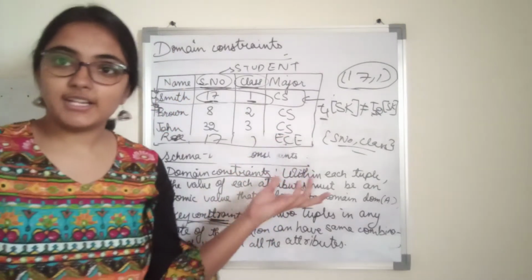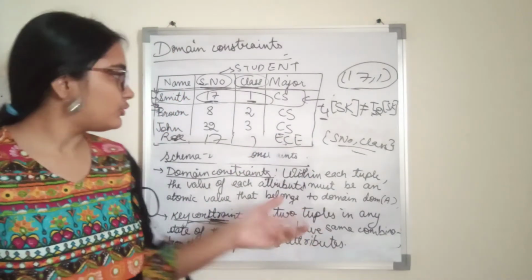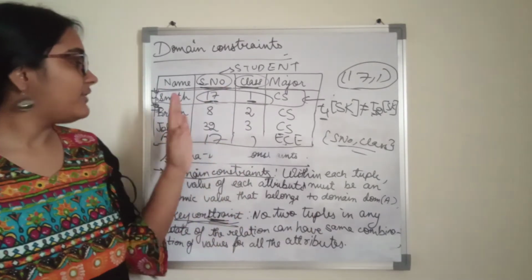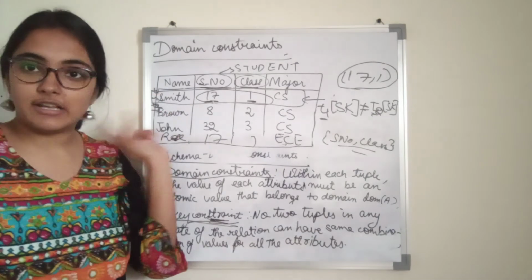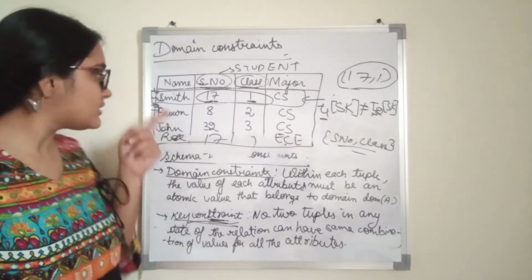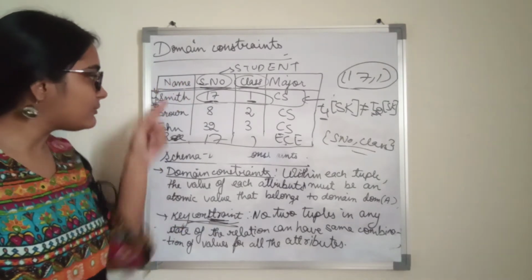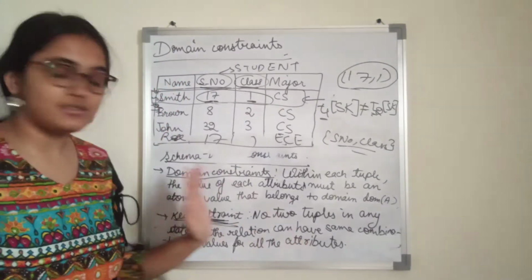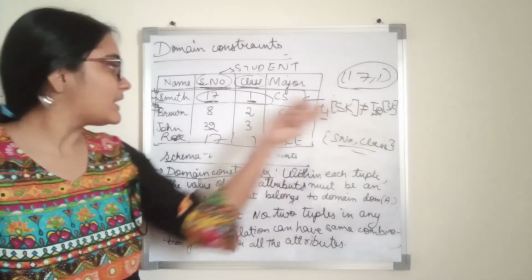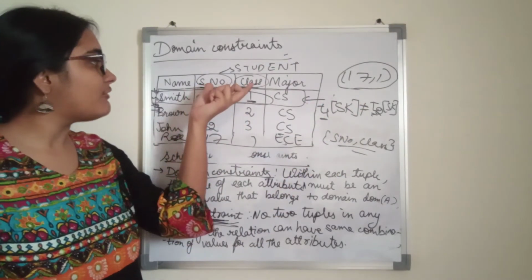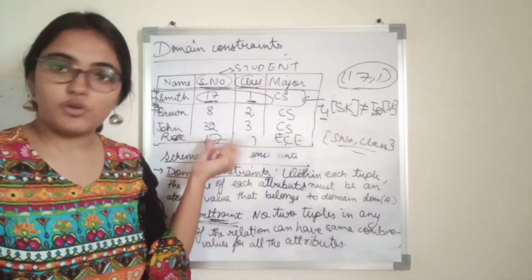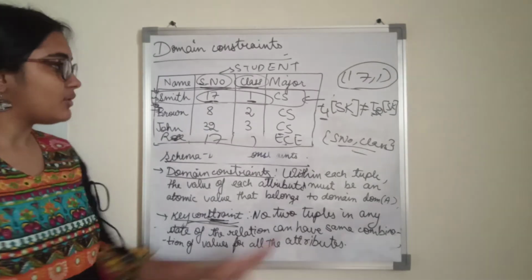Okay, so according to the key constraint, it is fine because no two tuples in any state of the relation can have the same combination of values for all the attributes. So these two tuples do not have the same combination of values for all the attributes. In this particular attribute, the values are different. So this constraint is fine. But according to the super key, it is violating. Why? Because super key says that it cannot have the same combination of values for these attributes, but it has it, right? So super key is more restrictive. Right, so that is what I want to say.